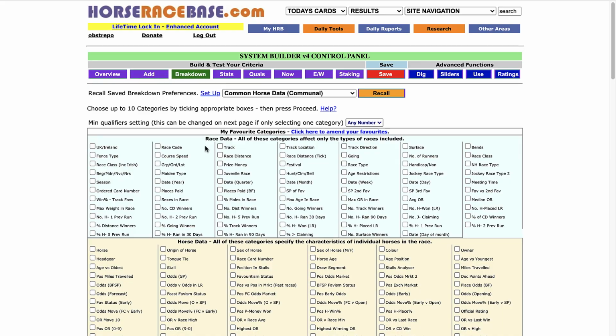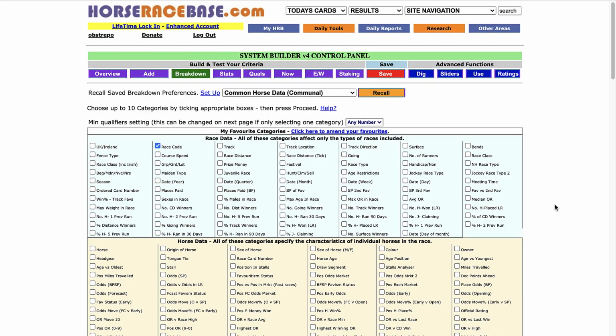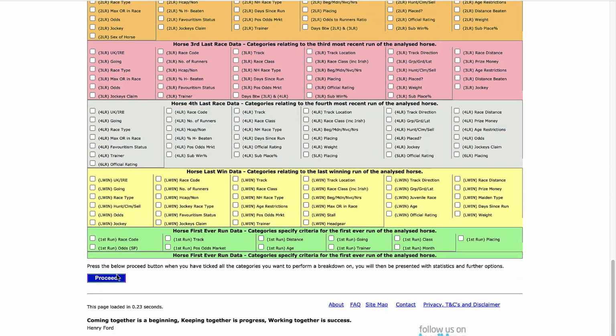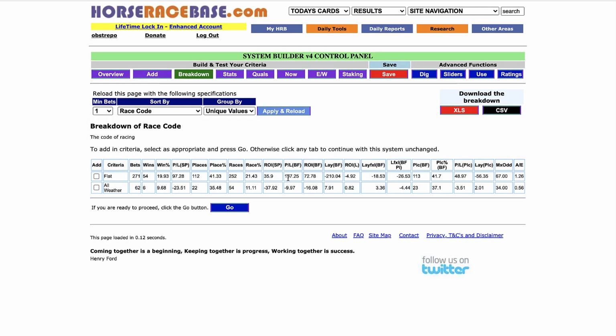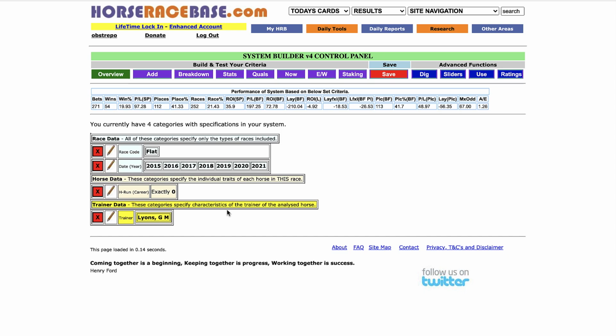So go back to race code. So the flat's 197 points profit, and all weather's making a loss of 10 points. So we'll keep it just as the flat. So that's just turf racing rather than all weather. And now let's look back at the months again.